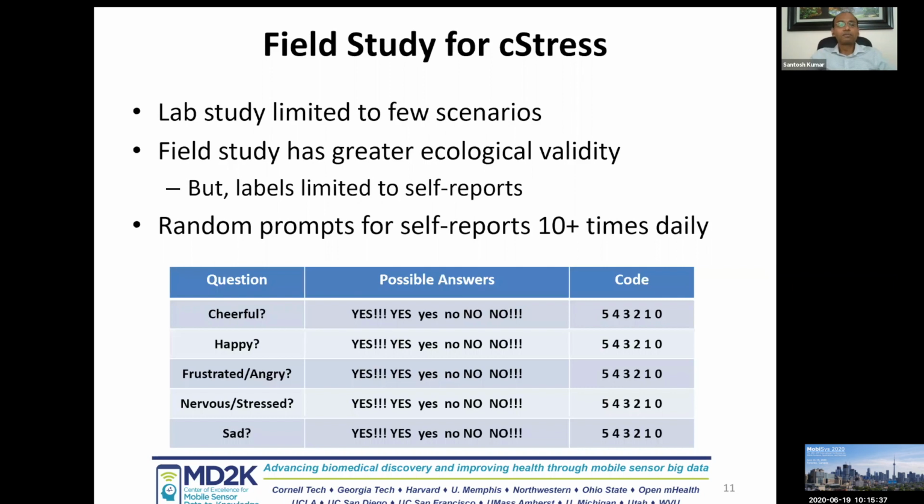But when we go to the field, we cannot ask people to do these steps. So in the field where people are living their natural life, we are limited to collecting self-report. But field study has much greater ecological validity because it captures the natural environment. So to have sufficient data from each participant, we did ask participants to report 10+ times daily. In some cases, when we had a 2-day study, we asked them to report about 20 times a day so that we had sufficient labels for each participant.